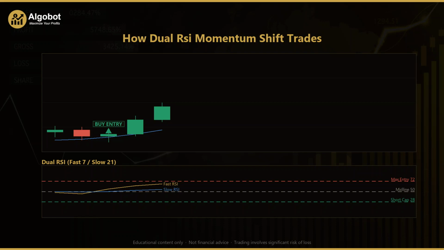Then, on the third candle, 3 things line up at once. The gold fast line pushes up through the blue slow line, a momentum shift upward. At the same moment, the fast RSI is above the midline of 50 but comfortably below the 72 cap, so it's in bullish territory without being overextended. And on price, this candle closes above the EMA, which has just started sloping upward. All 3 gates agree, and the buy entry marker appears.